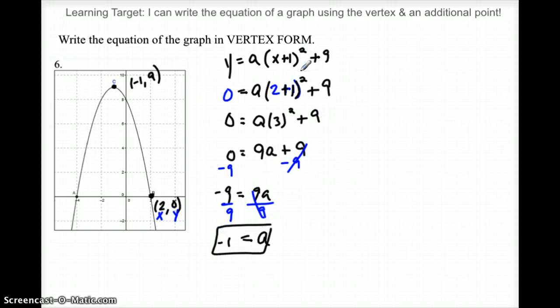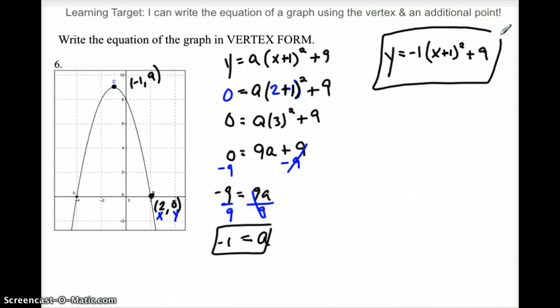So go back all the way to the beginning and plug that in for a. And vertex form again is what the directions say. So bada boom, bada bing, I'm done. All right, so that finishes up our examples for writing the equation from a graph.